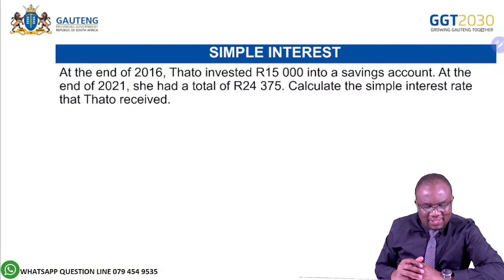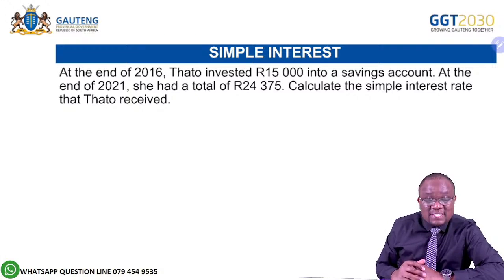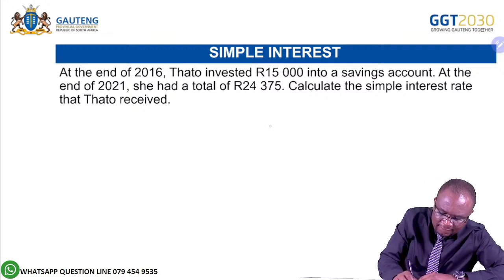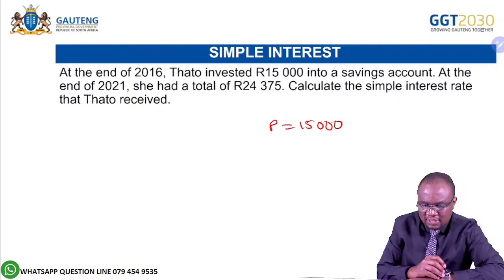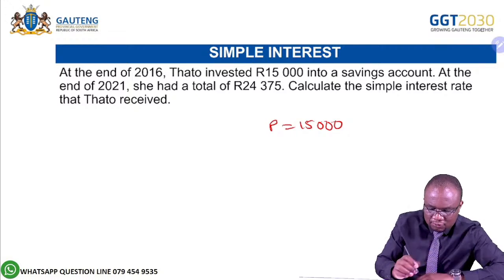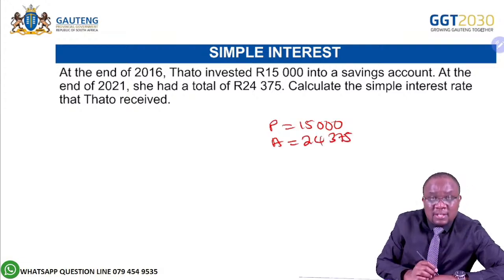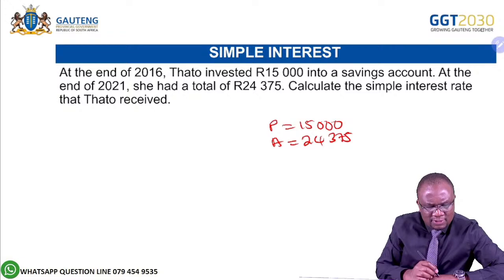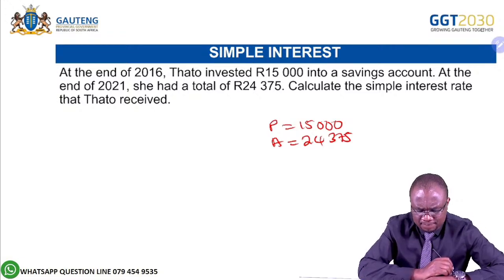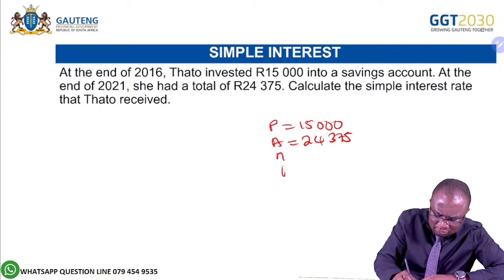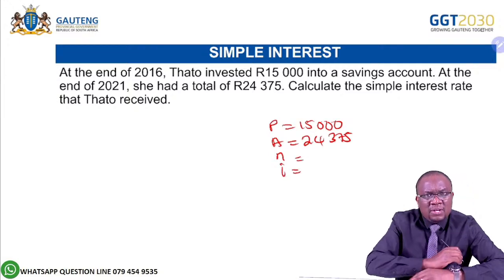Okay, at the end of 2016, Thabo invested 15,000. So it means P is equal to 15,000 into a savings account. At the end of 2021, he had a total of 24,375. A, the accumulated amount, 24,375. Calculate the simple interest rate that Thabo received. Oh, where do I find n here? So I don't have n and I don't have I. How do I deal with this? Where do you find n here?